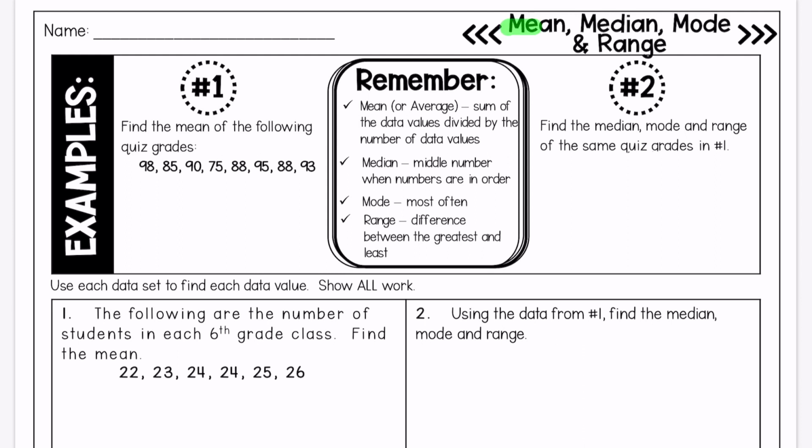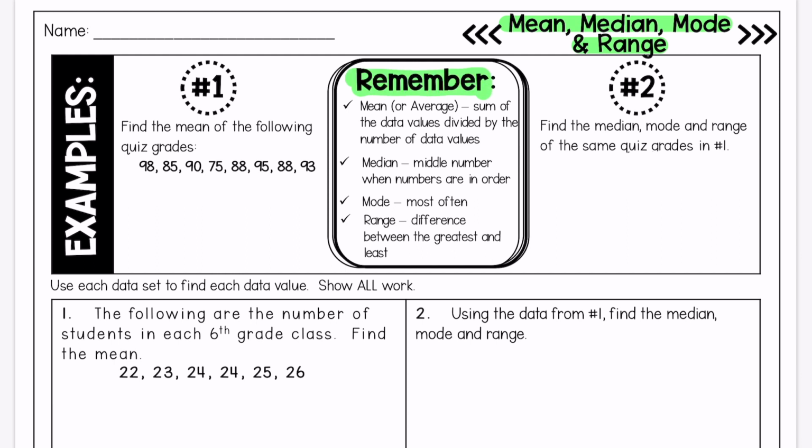This lesson is on mean, median, mode, and range. These are all measures of center when we're looking at data and how we're organizing them and best describing a set of data. In the center, in the box to remember, I describe how to find each one of these.